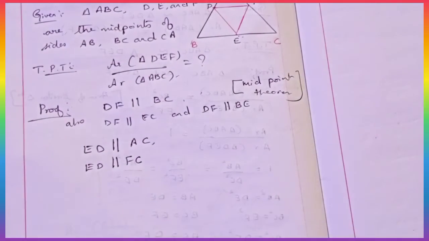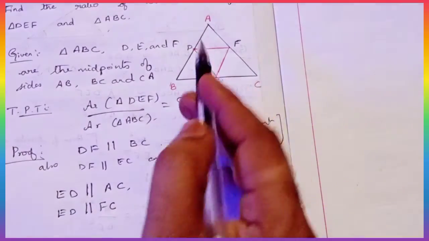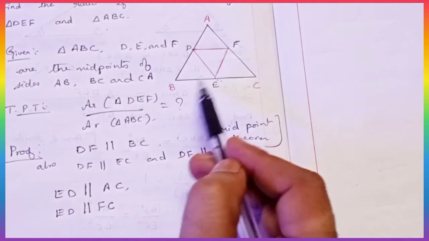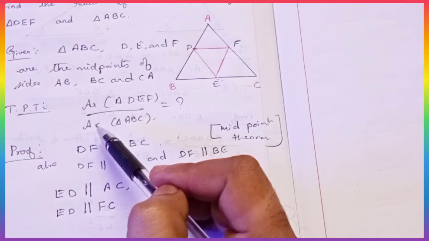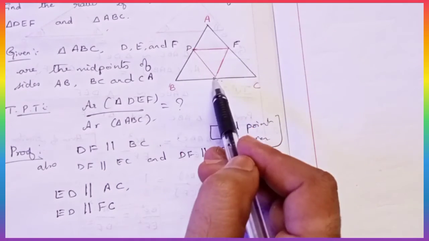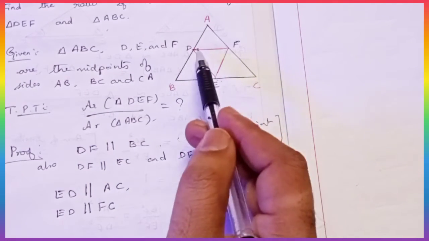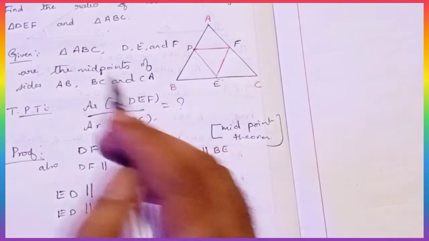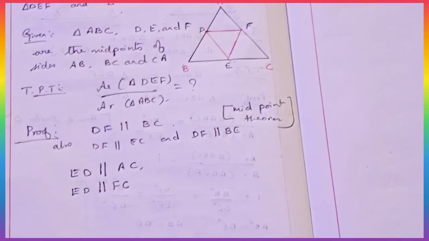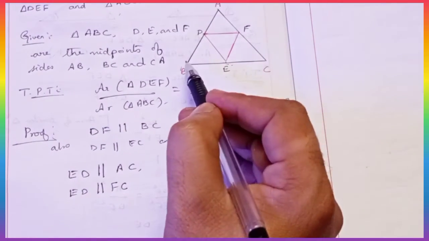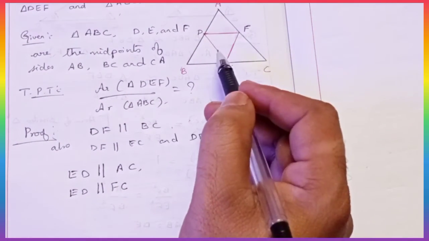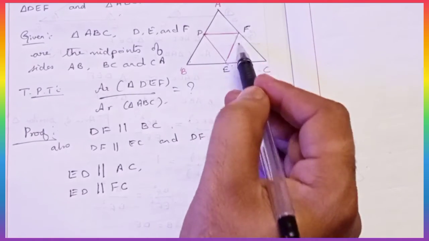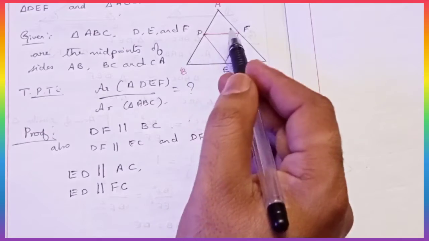Now, if you carefully observe the figure, DFBE are parallel, DBEF looks like a parallelogram. So opposite sides are parallel and they are equal in measurement. So what is another property of a parallelogram? We know that the opposite angles of a parallelogram are equal to one another. So angle B and angle F are opposite angles in the parallelogram.